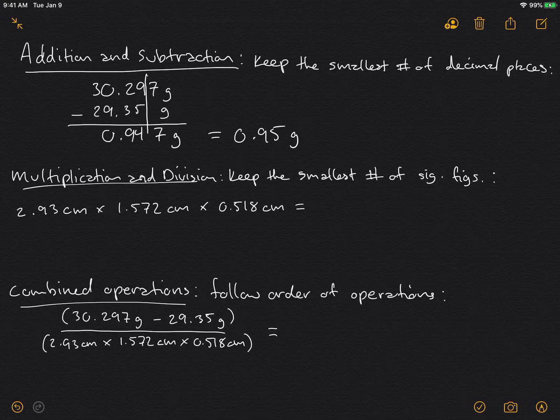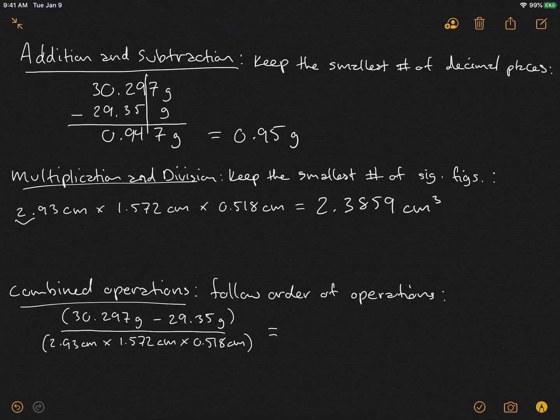For multiplication and division, it's basically the same idea, except instead of keeping track of decimal places, we're keeping track of the smallest number of sig figs overall. So we multiply these three numbers together, and don't forget about the units. And the answer to this, if you put this in your calculator, is going to be 2.3859 cubic centimeters.